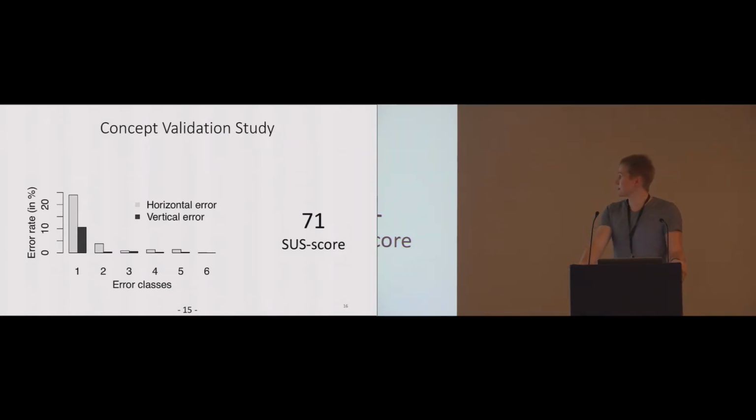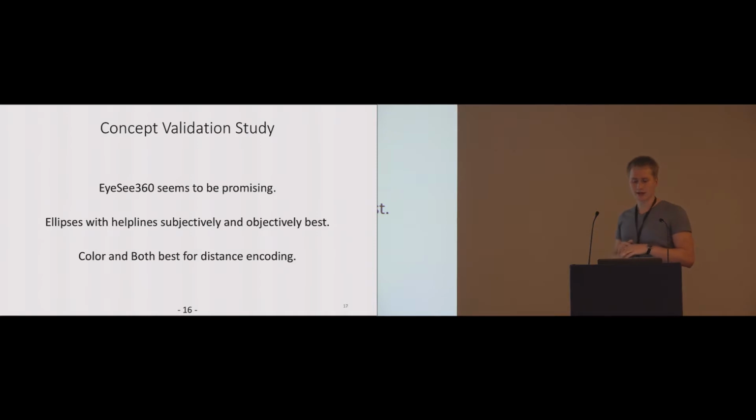And we ended up with a SUS score of 71, which is slightly above average. So what we got out of it was that EyeSee360 seems to be promising. We wanted to investigate it further. The ellipsis with help lines subjectively and objectively performed best, so people needed that kind of help. And color and both were best for distance encoding.